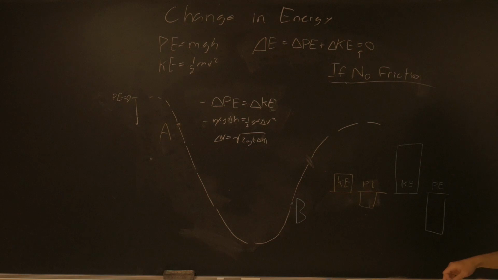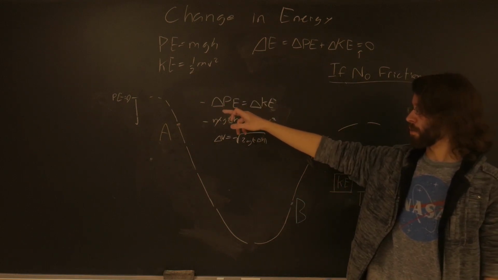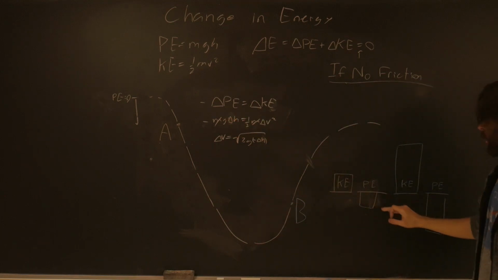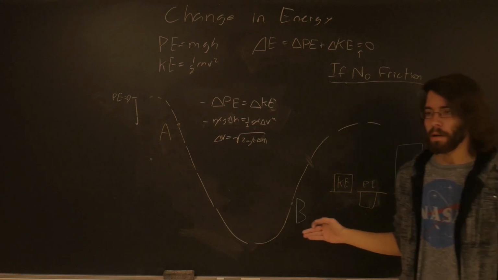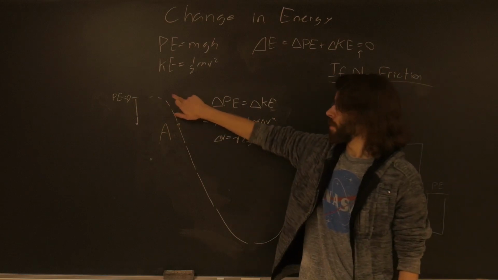Okay? If I redefine the reference point of potential energy being 0, say at the bottom, I would have to redraw these graphs, and the sum would not be 0. Rather, the sum should be equal to the potential energy at the very top. Okay?